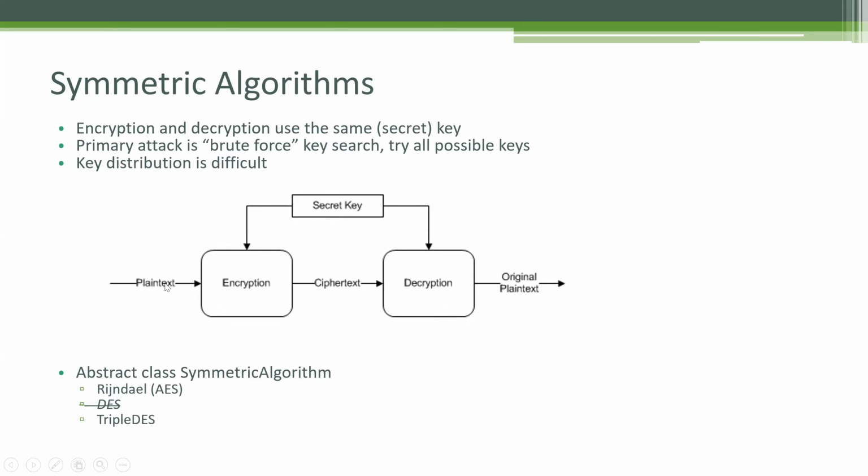So we'll look at the diagram first. I'm going to take plain text. I'm going to encrypt it using a secret key. I have my ciphertext. When someone wants to decrypt it, they're going to use the same key. That's why it's called symmetric. It's the same key for both encryption and decryption. And then I'm back to my original plain text.